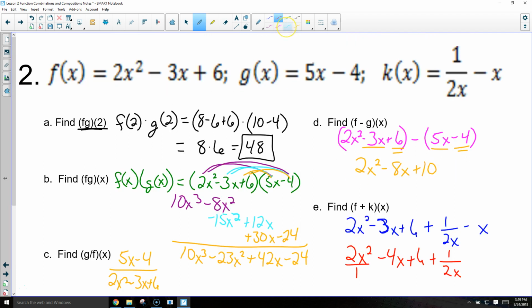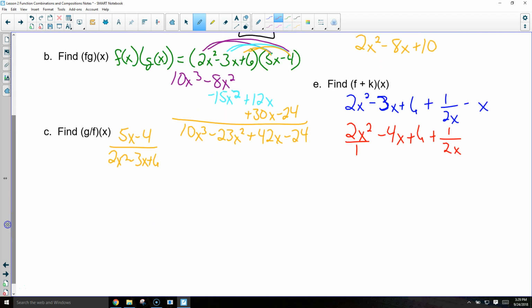Whoops, it did not take my new color. Sorry about that.